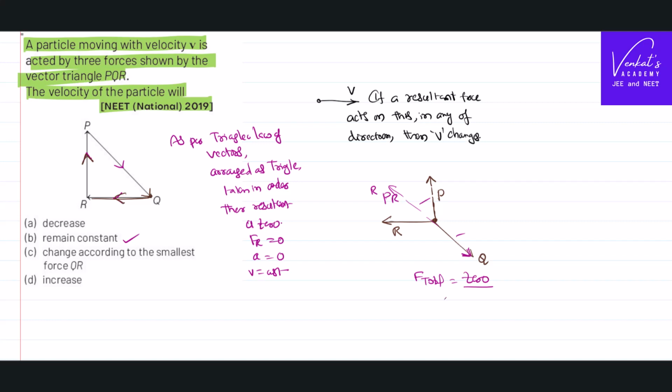Then I'll come to the same conclusion that acceleration is 0. That implies the velocity of that body remains constant. That's the answer for the problem. So this is basically solved based on the triangle law of vectors. That I want you to know.